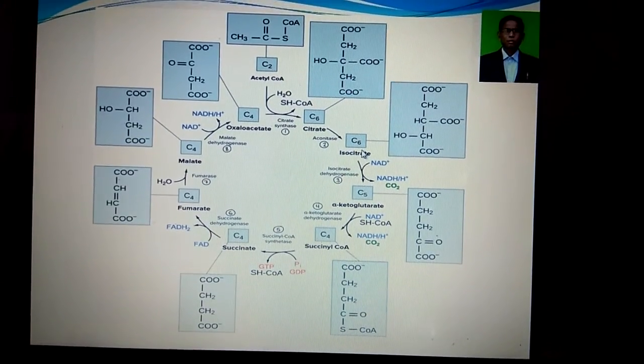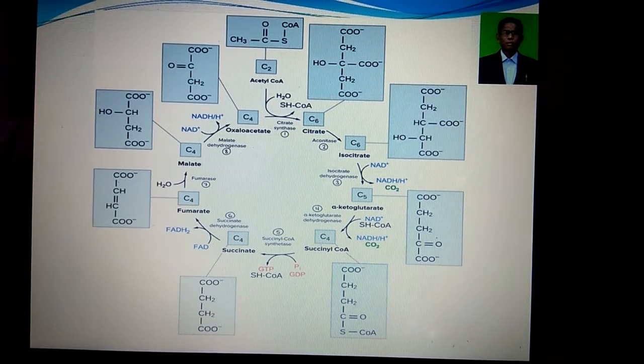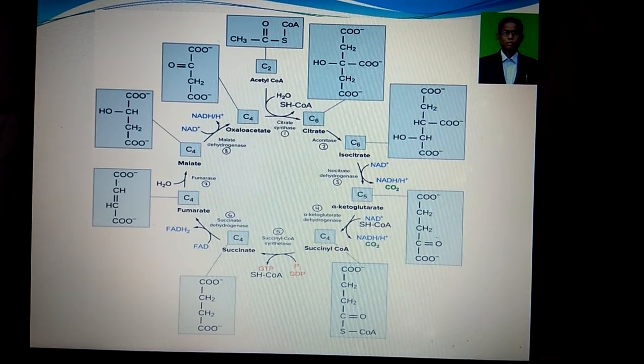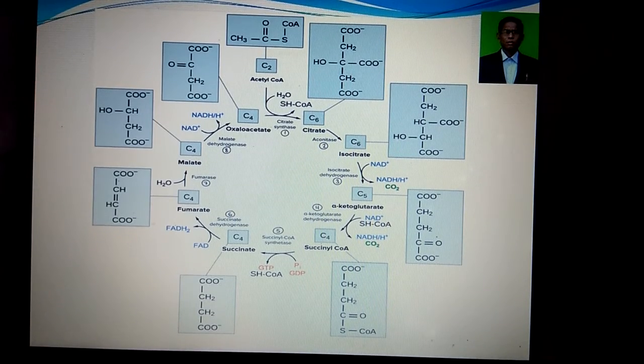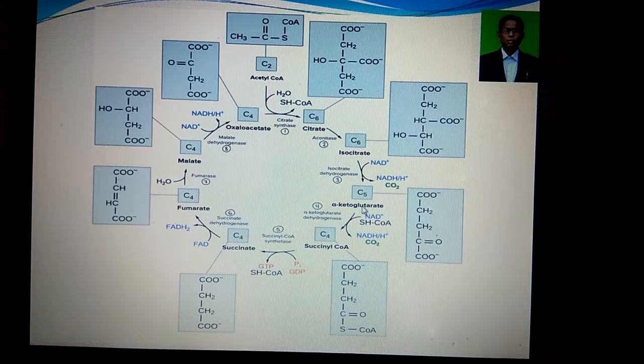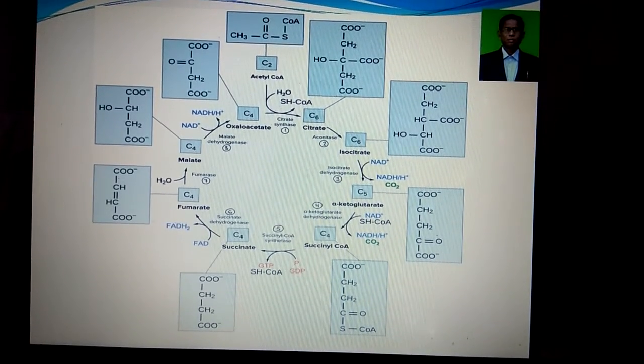In the third step, isocitrate is oxidized to alpha ketoglutarate, which results in the release of carbon dioxide. One NADH molecule is also formed in this step. The enzyme responsible for catalyzing this step is isocitrate dehydrogenase. This is a rate limiting step, as isocitrate dehydrogenase is an allosterically controlled enzyme.